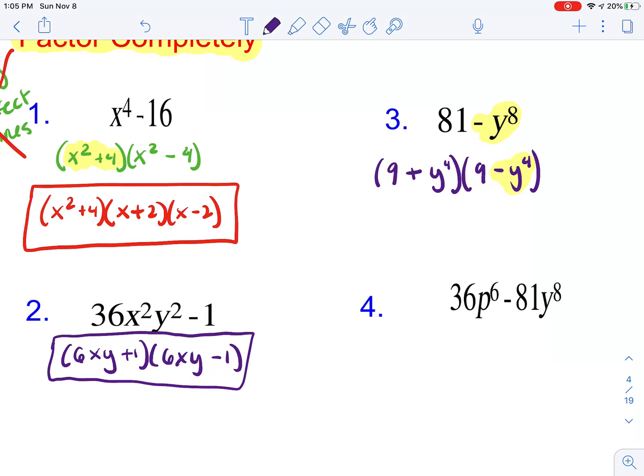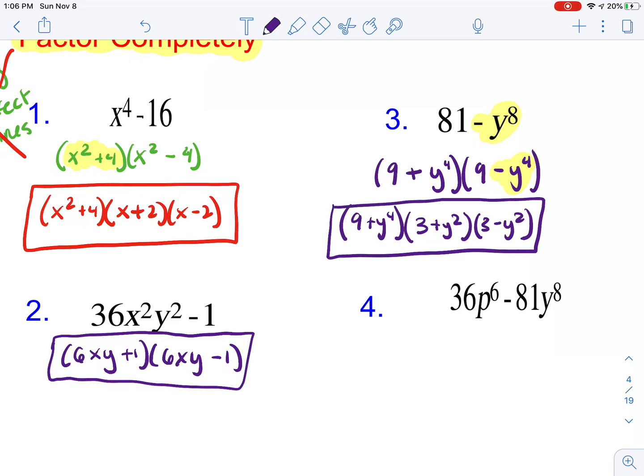Now if we continue looking, is this factored completely? Well, we know 9 plus y to the 4th cannot be factored further. But 9 minus y to the 4th can be factored to 3 plus y squared and 3 minus y squared. Now, although we have some higher exponents, a sum of two perfect squares doesn't work, and 3 is not a perfect square, so there we have our final answer.